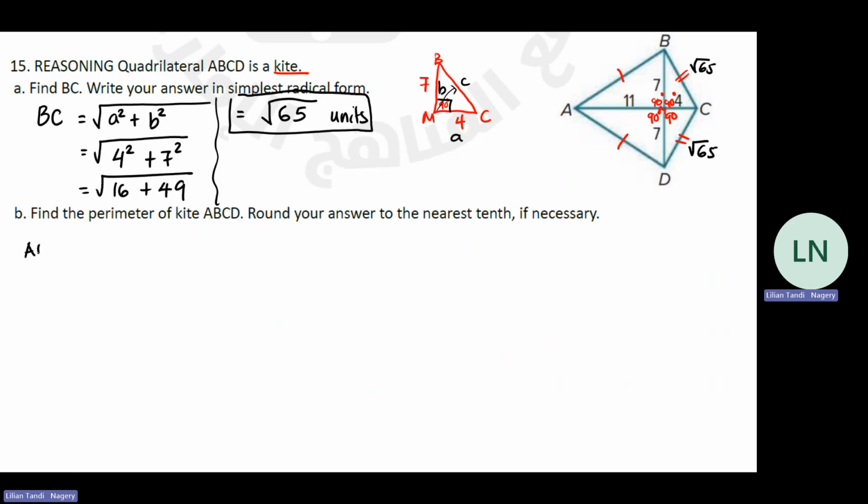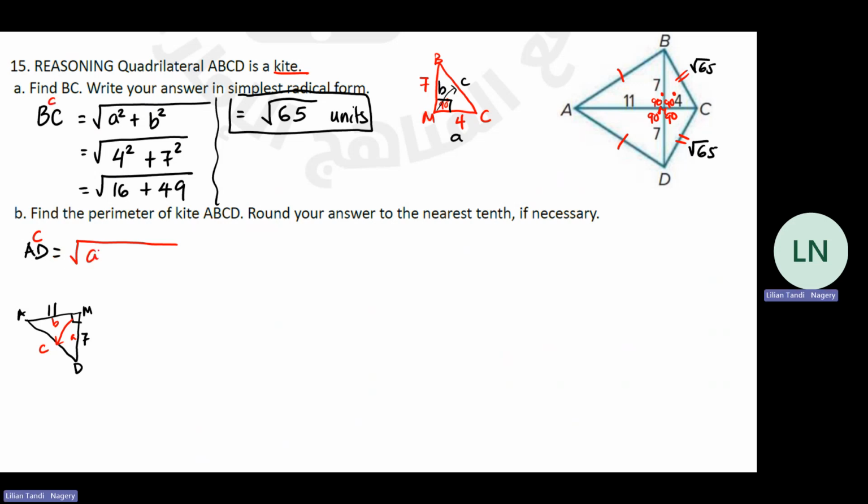Let's do AD. AD is also like finding C. So in your triangle, you have this triangle here, and this is A, and this is D, and this is M, and this is 90 degrees. So you know this is 11, and you know this is 7, and you know that this is A, so this will be B, and directly opposite it is C. So you will write here, C equals the square root.